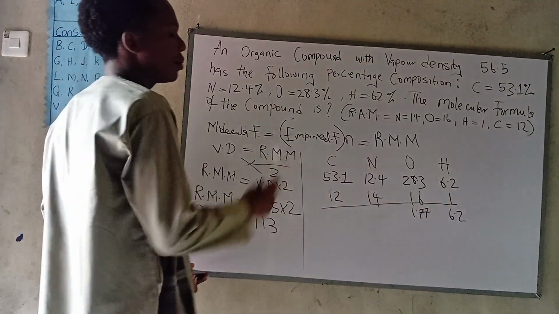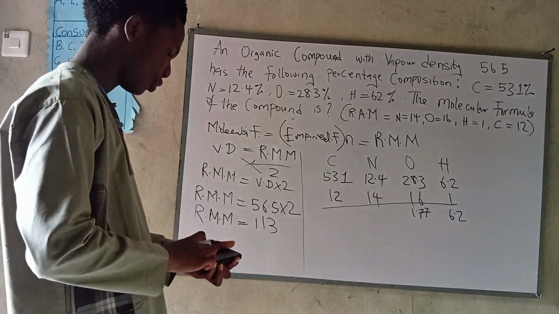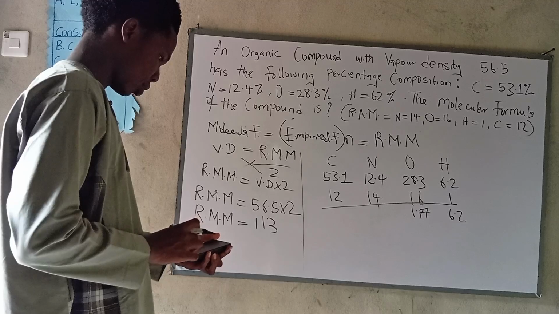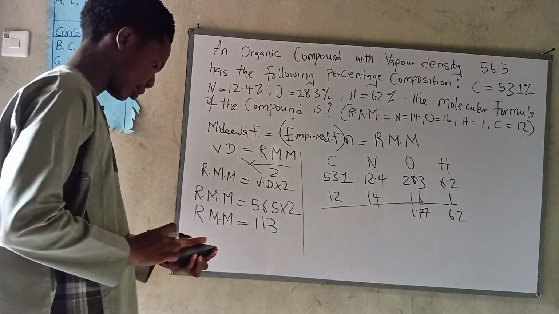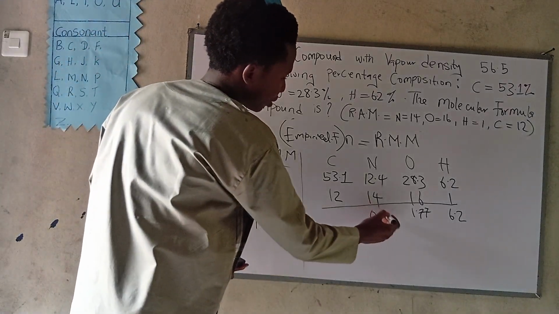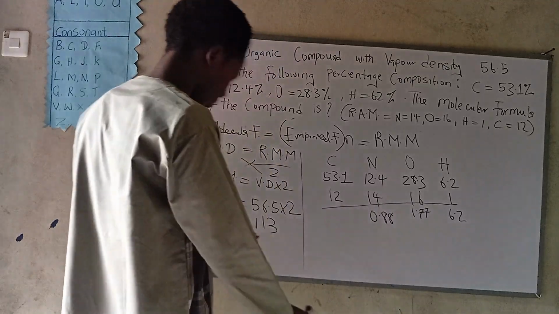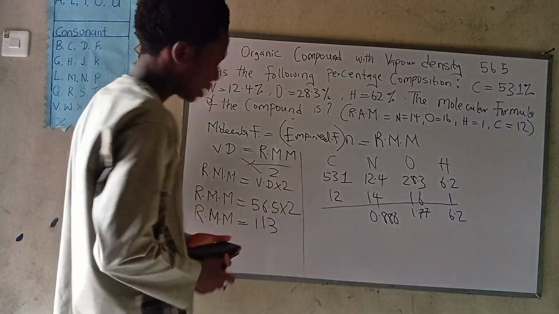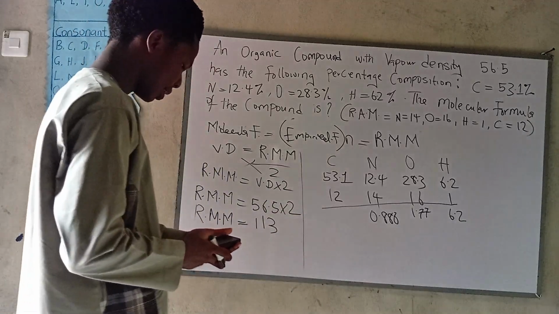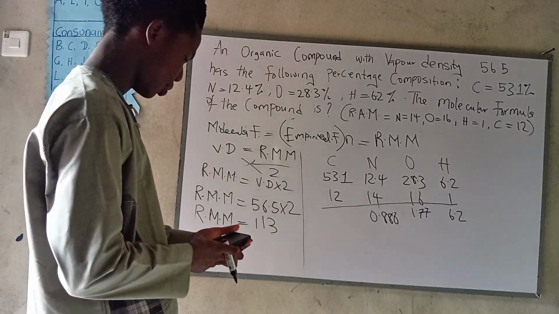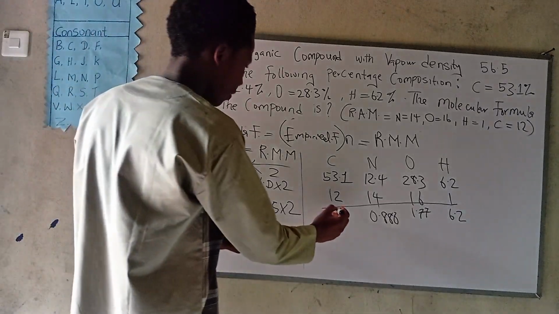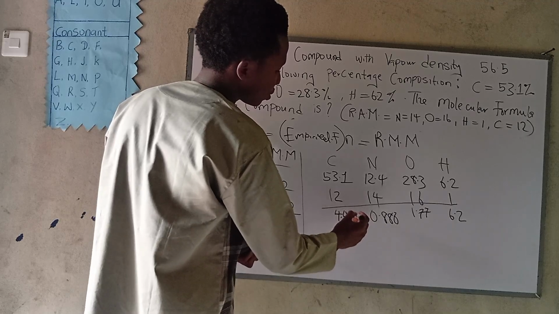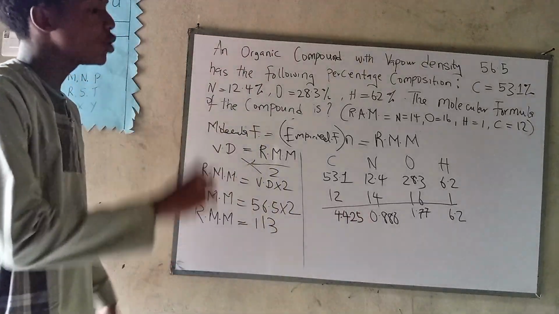Okay, now nitrogen, let's divide through. Nitrogen will be 12.4 divided by 14. We're going to get 0.88886. Alright. So now carbon, what will we get? We get 53.1 divided by 12. We will have 4.425.